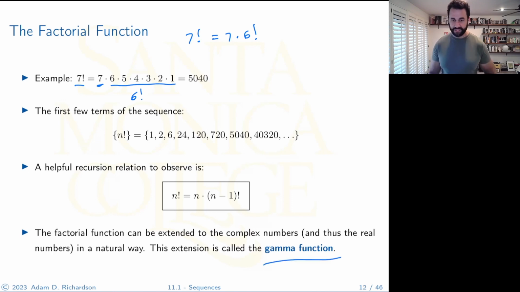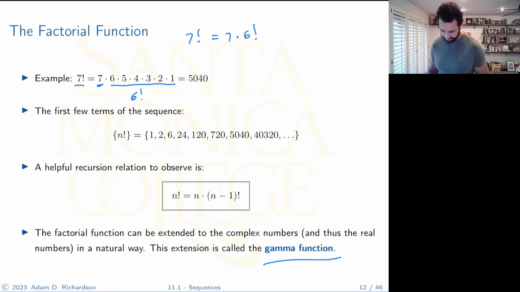Here's where I mentioned the gamma function. This function can be extended to the complex numbers. That includes the real numbers, and it can be done in a natural way. This extension is what's called the gamma function. So if you're interested in it, click the link there. It'll take you to the Wikipedia page, and you can read about this generalization of the factorial function to any complex number.